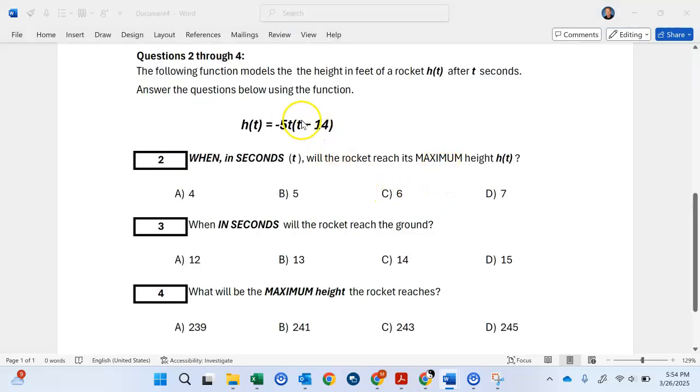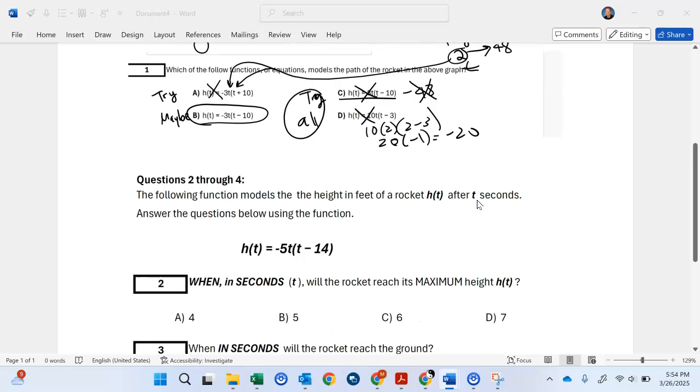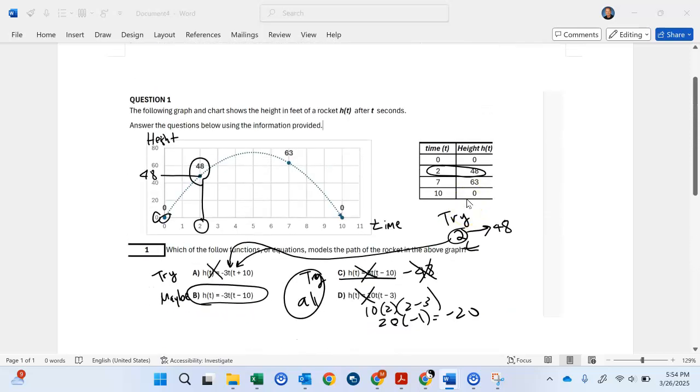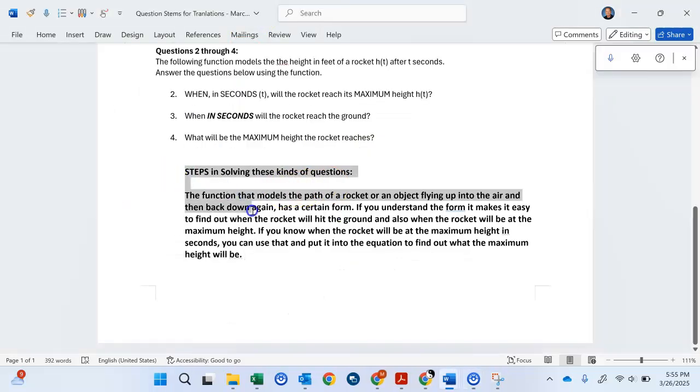Okay, so here we have this function, and we need to find out when the rocket will reach its maximum height. Well, something I want to do is go back to this one over here, okay? Please read and translate this right here so you can understand what I'm going to do.